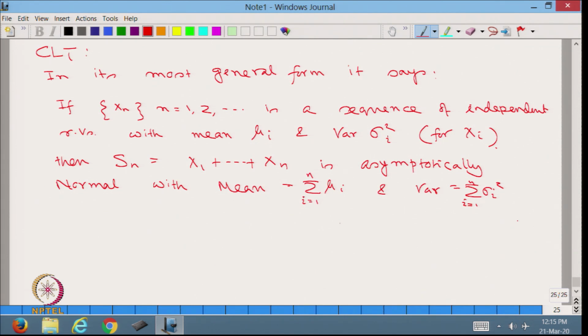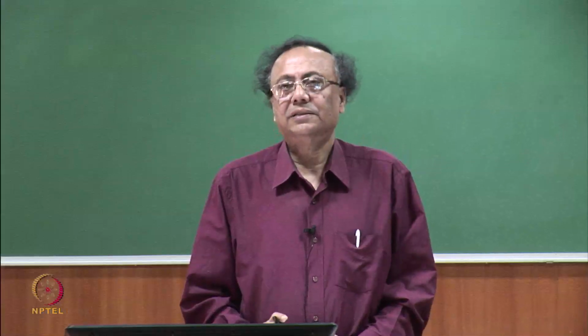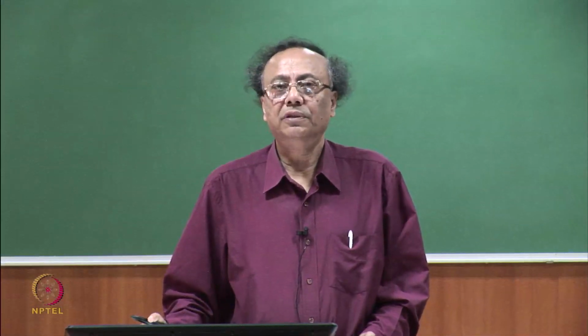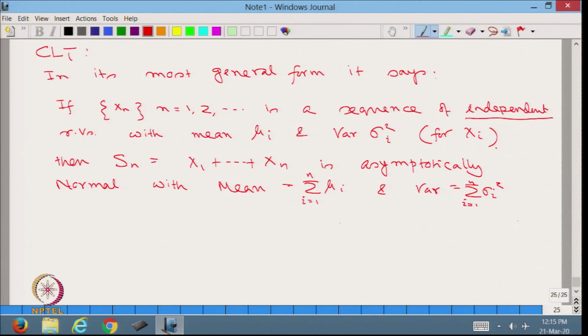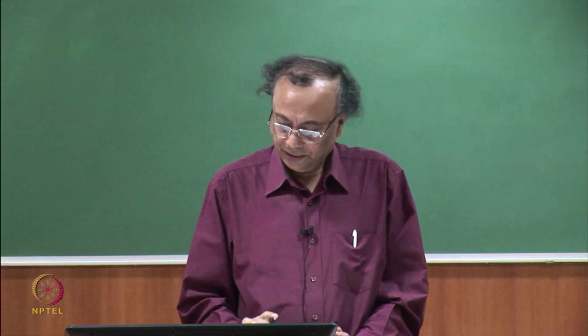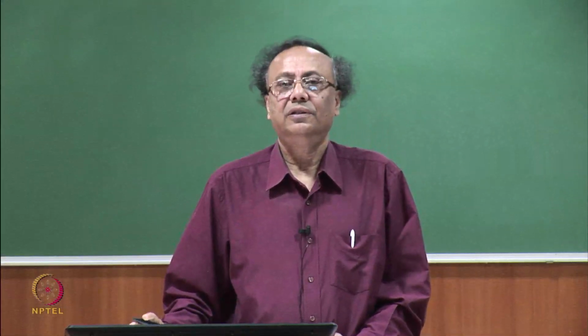So, this is the most general form, when the only assumption is that x 1, x 2, x n are independent. In this class, we shall not prove this. What we shall prove is that if they are not only independent, but identically distributed, then the same result holds.